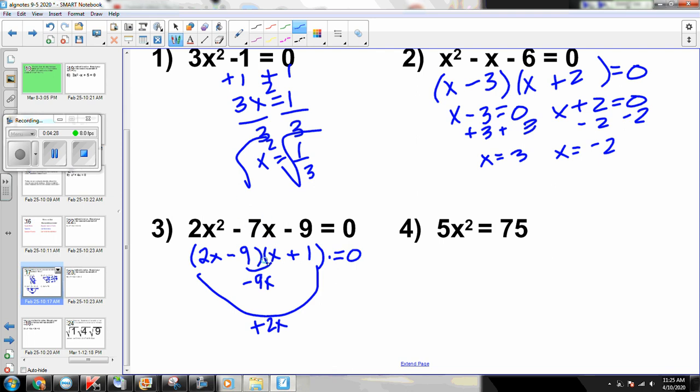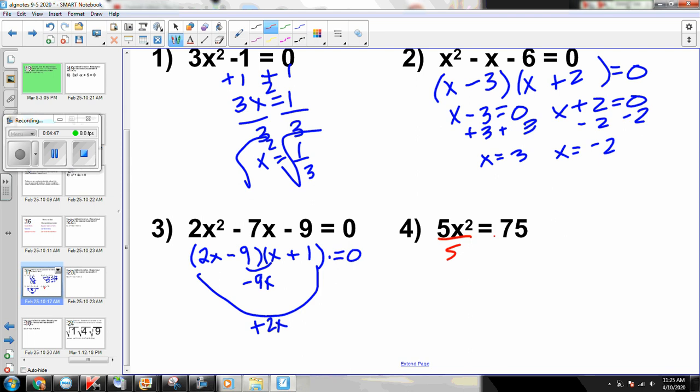I could use factoring. That would be the best method. And then to finish it, I would say 2x minus 9 equals 0, or x plus 1 equals 0, and solve both of those equations. So factoring is the best method here. Notice on number 4, there's no x term, so we should use square roots.